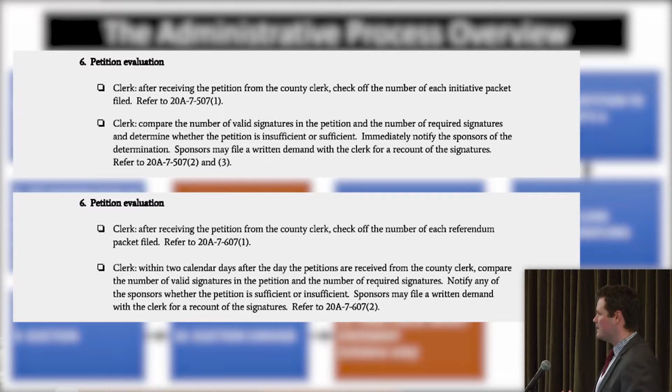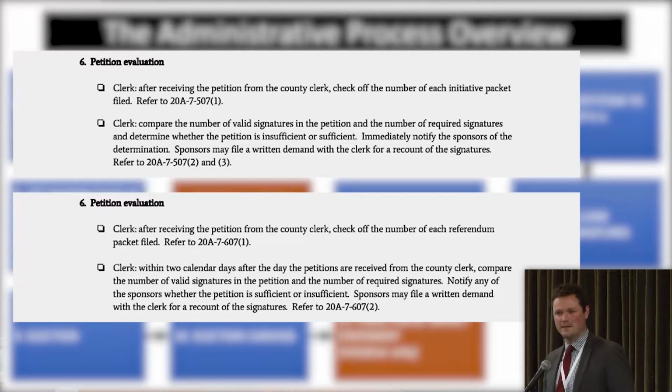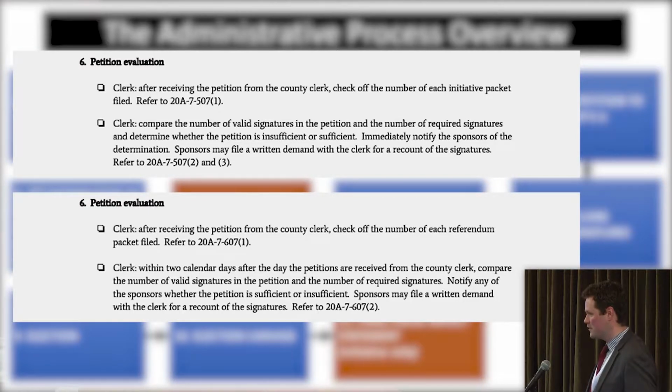And then what will happen is for municipal initiatives and referenda, the county clerk will return all the packets to the local clerk or the municipal clerk and say, this is your number of verified signatures. The local clerk will tally, I don't know how you do that, but look at the spreadsheet, and then the clerk will determine if it meets the signature requirement, and they'll declare the petition as sufficient or insufficient and notify the sponsors.